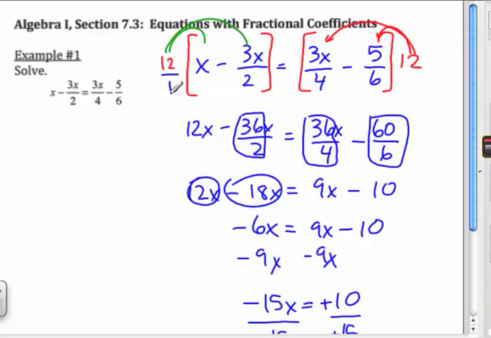Okay? All right. Good job, guys. Let's look at the second example.